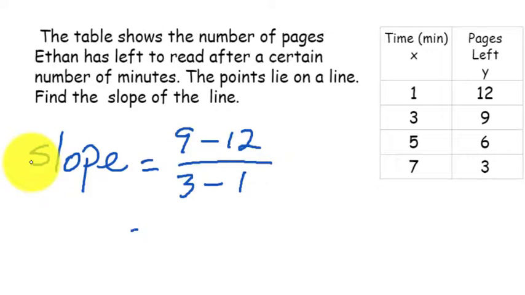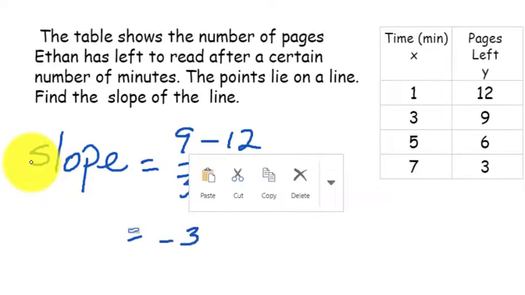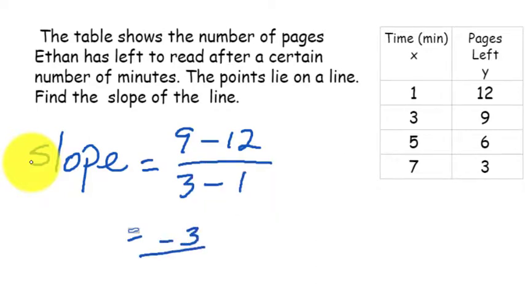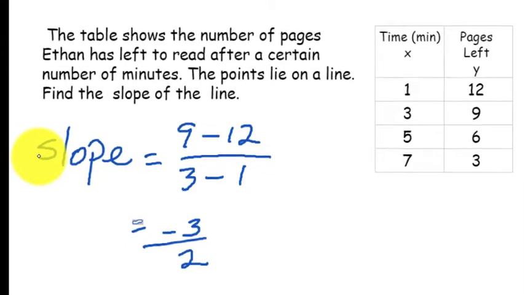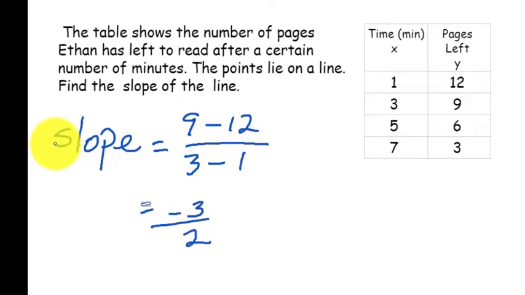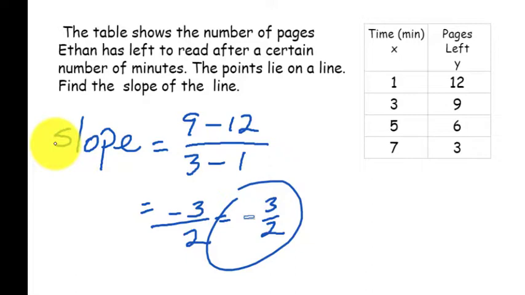Now that I have it set up correctly, 9 minus 12, well, that's negative 3. And 3 minus 1 is 2. So negative 3 over 2 is my slope, the slope of his reading pattern. Well, why is it negative? Well, think about it. The more time he spends reading, the less number of pages he has left to read. So the number of pages he has to read decreases. It goes down. That's why it's negative.